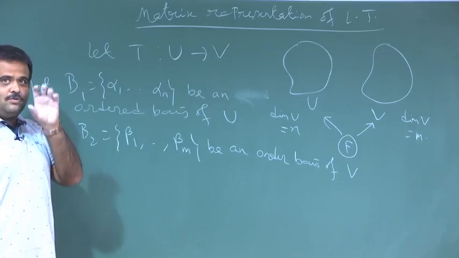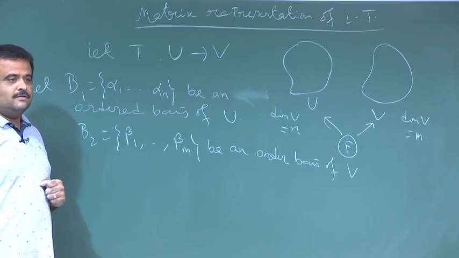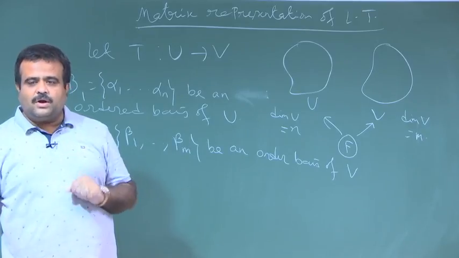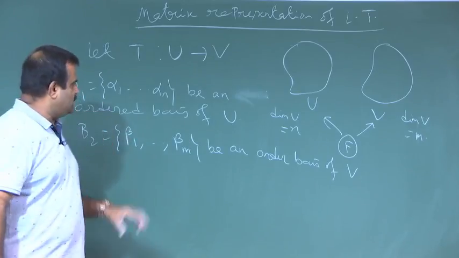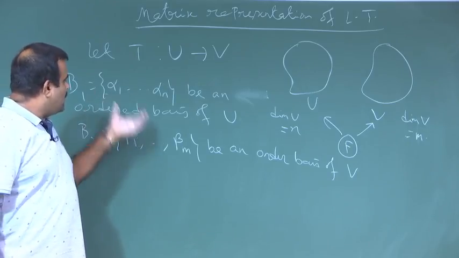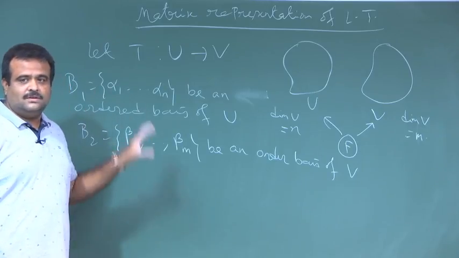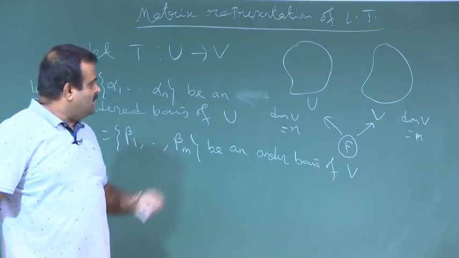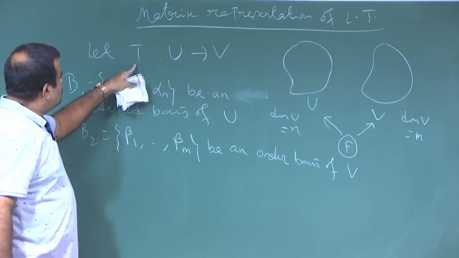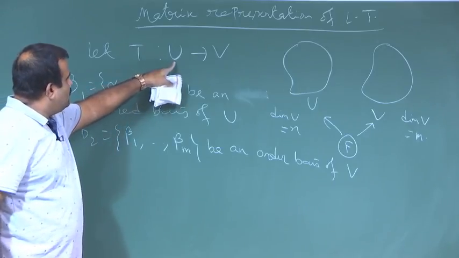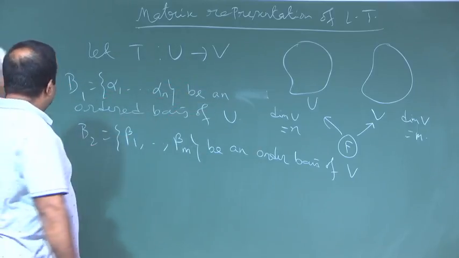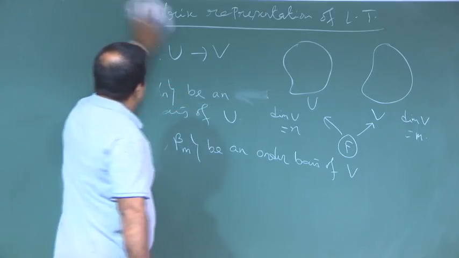Ordered basis means we want to have the coordinate. To have the coordinate which is unique, we need to have the ordered basis, otherwise the coordinate position will change if these are not in order. So, we take two bases, one from U, another one from V. So, alphas are from U and betas are from V. Okay. So, now we have a linear transformation T from U to V. So, this will map these alphas to betas. So, let us write that.